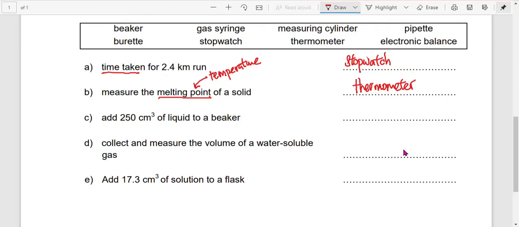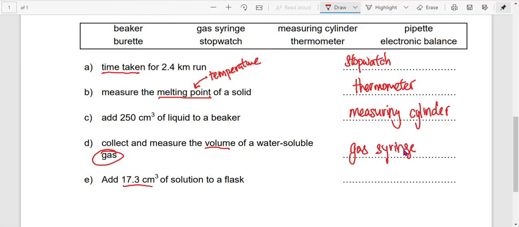Next, 250 cm cube of liquid to a beaker. Obviously, I will not use a beaker to measure into a beaker, so I will need to use something else. It will not be a burette because a burette can't measure up to 250. So the best possible one will be measuring cylinder. For pipette, do take note, it is also used for small volumes only. Next one, collect and measure the volume of a water-soluble gas. Measure volume of gas, as just mentioned, it will be gas syringe.